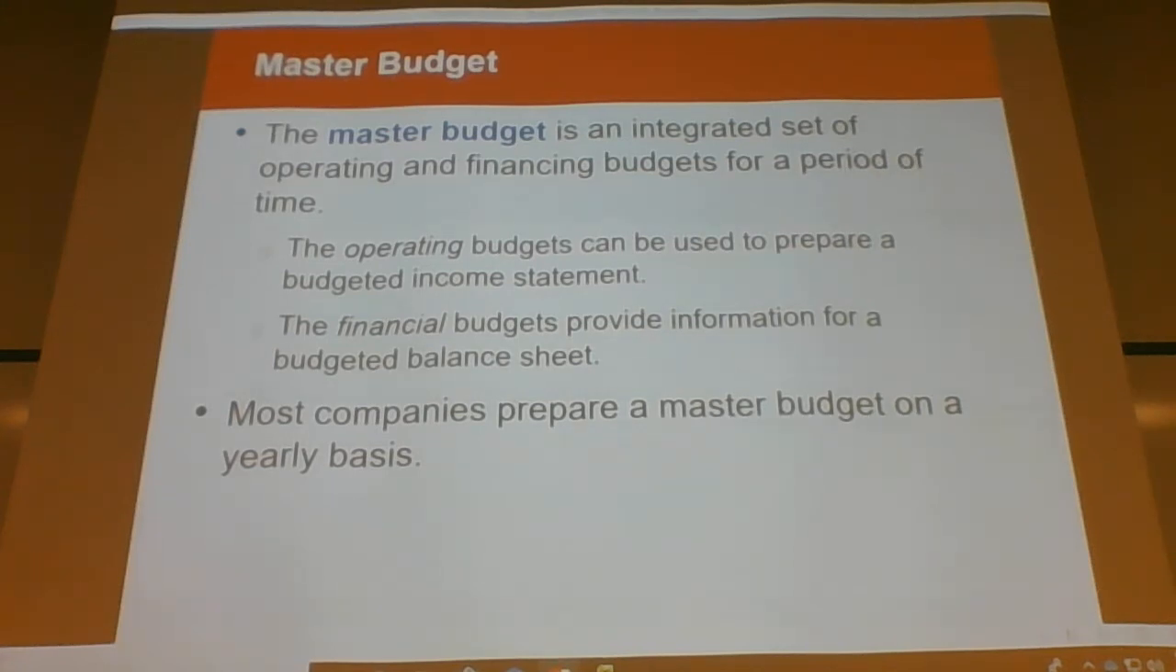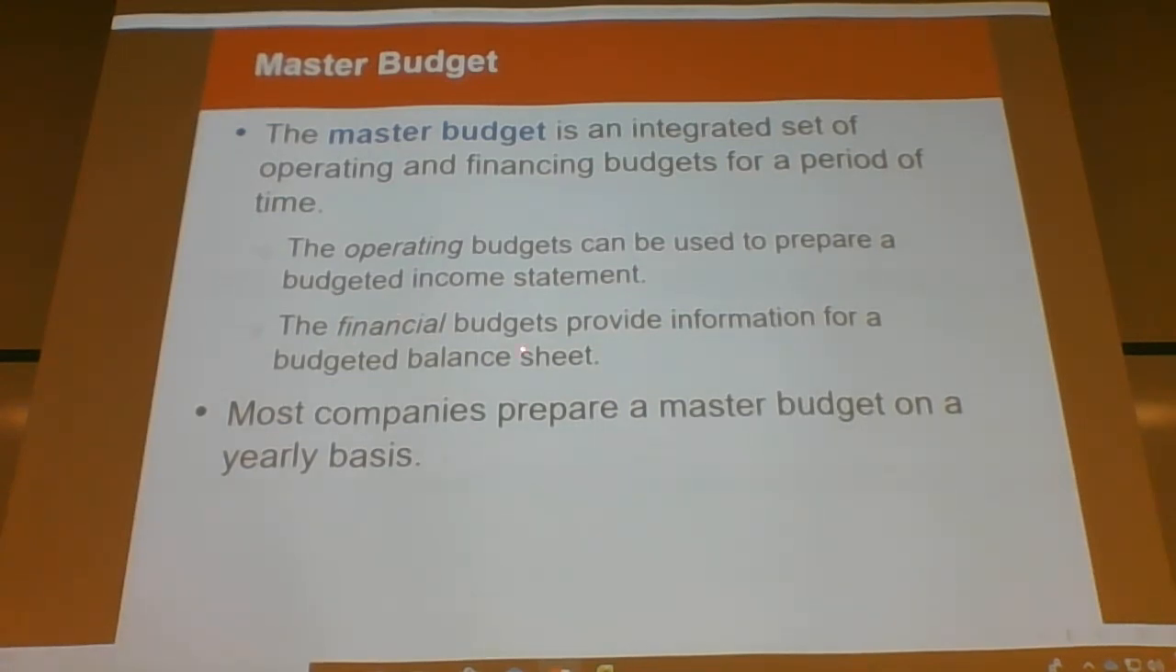We can get a little bit of a clue by looking at what the purpose for operating budgets are. It says operating budgets can be used to prepare a budgeted income statement. So when we talk about operating budgets, what we are talking about are items such as sales and all of our budgeted expense items.